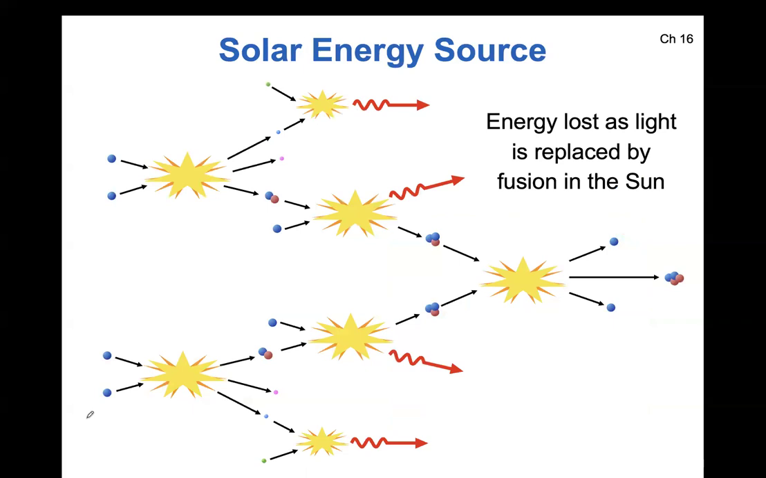Okay, so the energy equilibrium, as I said before, is that the energy lost as light is replaced by fusion in the sun. The energy produced from the process of fusion, that proton-proton chain, is equal to the energy flowing out into space.